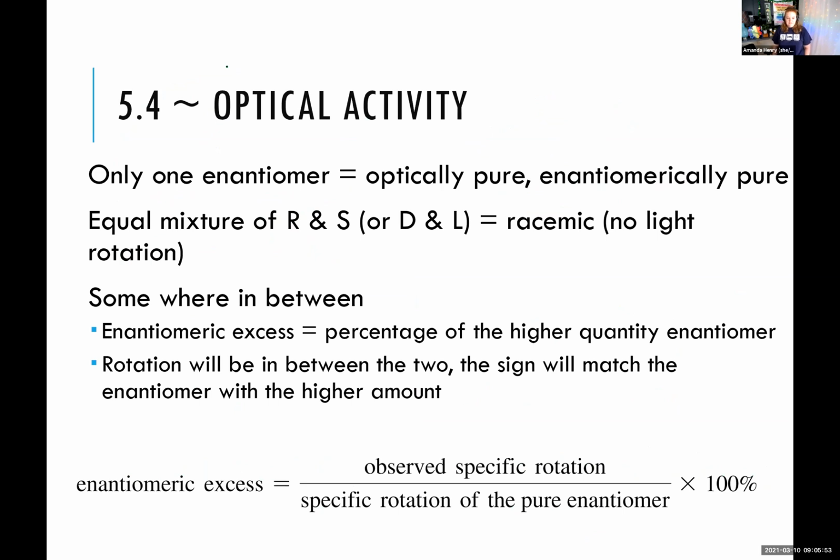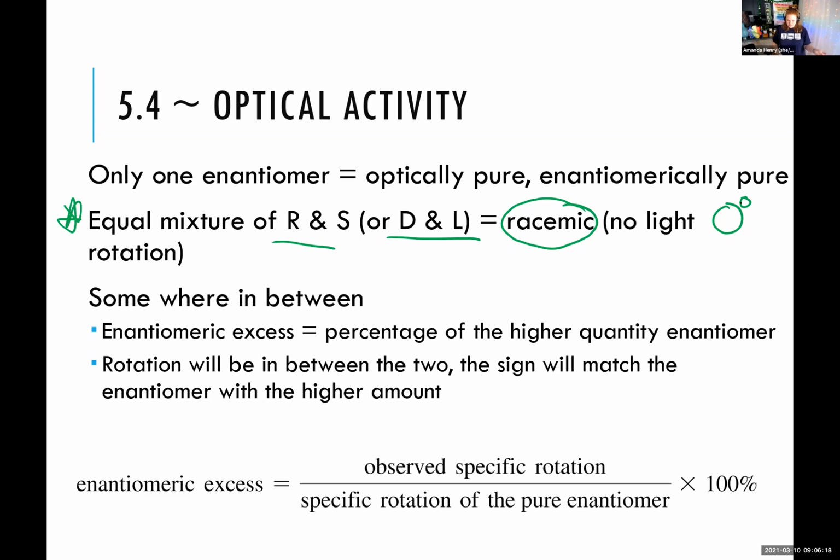So if we have an equal mixture of R and S, or D and L, or plus or minus, however we want to phrase it, then we have a racemic mixture, and the light won't get rotated. It would have a 0-degree rotation. If we only have one enantiomer, then it will rotate the light in the designated amount.